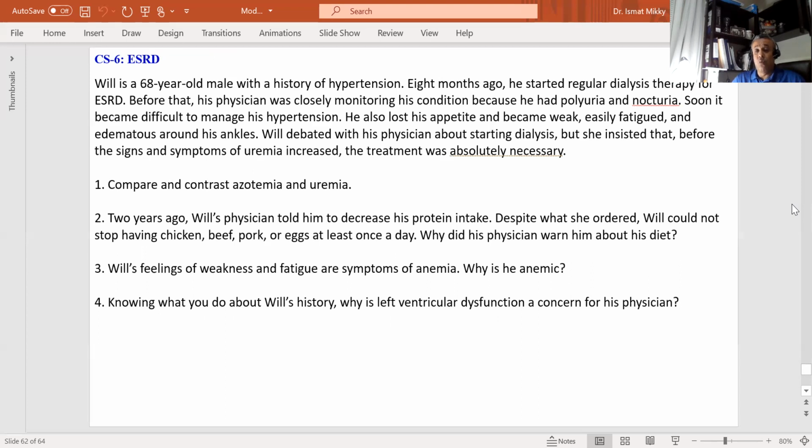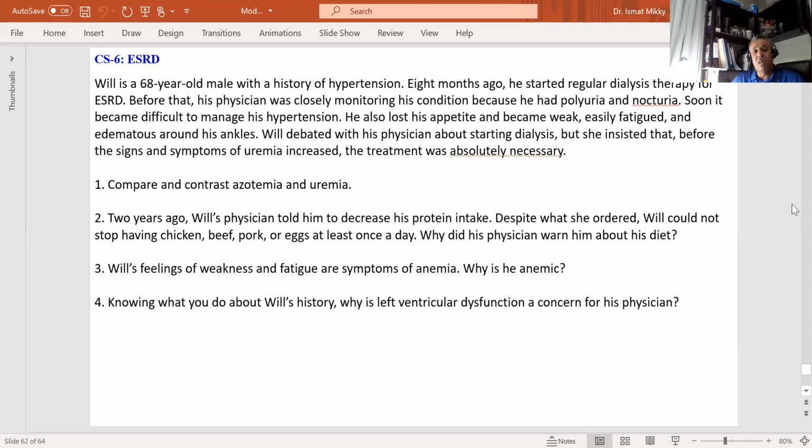Now, the patient's feelings of weakness and fatigue are symptoms of uremia. And why is he anemic? We explained that earlier: erythropoietin, a hormone produced by the kidneys, stimulates the bone marrow to produce RBCs. And that's why the patient is severely anemic.